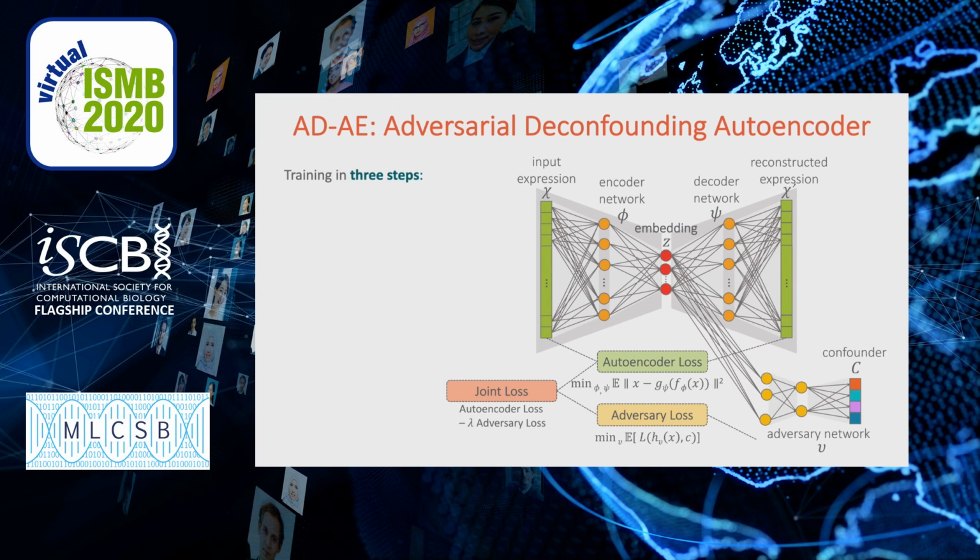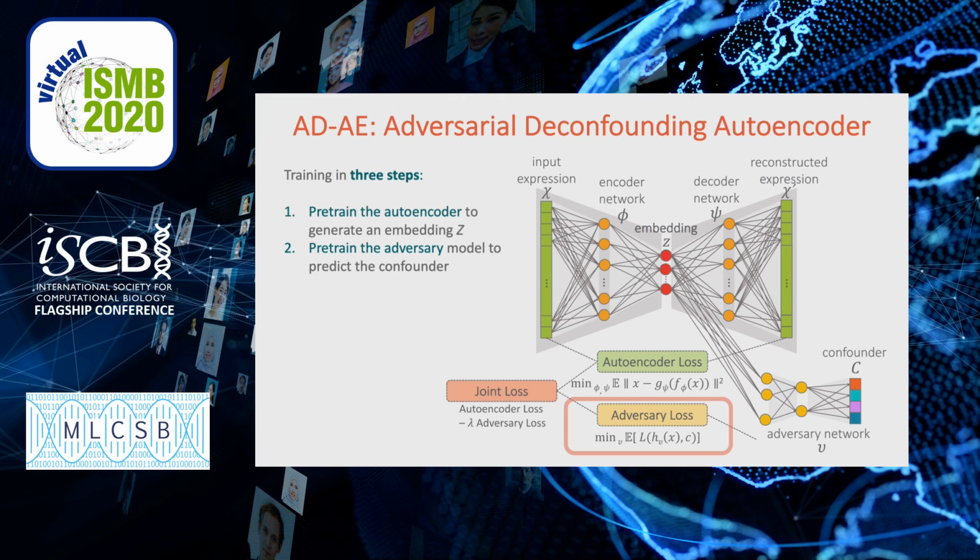So more specifically, we train our model in 3 steps. The first step is just pre-training the autoencoder to generate an informative embedding C. The second step, naturally, is to pre-train the adversary. So here we define a general loss function L, which can be selected based on the confounder you have. For instance, it can be cross entropy for a categorical confounder.